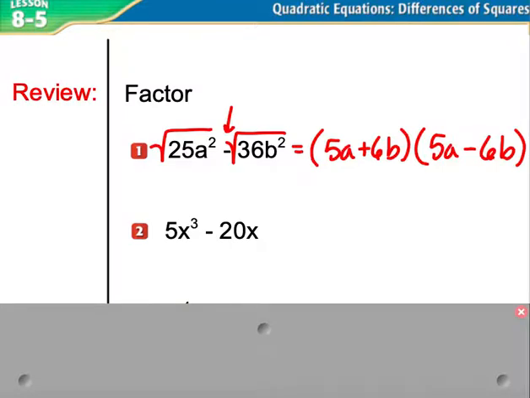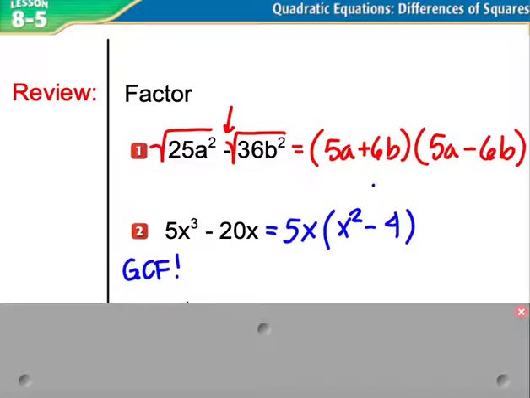Next one in your notebook, 5x cubed minus 20x. Hopefully noticing that neither of these numbers are perfect squares. So in order to be able to factor this one, we need to get out the greatest common factor. Greatest common factor here is 5, and they both also share an x. So we're going to factor out that 5x, and if we do that, we're left with an x squared minus 4. And then check it out.